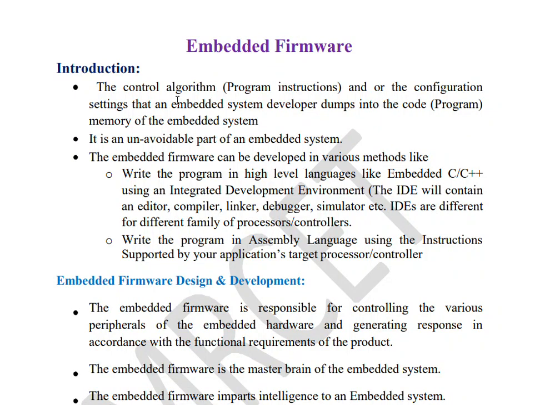In this lecture we'll be discussing module 4 of embedded systems design. This module is all about the embedded firmware. The first one we'll be discussing is the program instructions. These are certain control algorithms and the configuration settings that an embedded system developer dumps into the code or program. It is an unavoidable part of the embedded system, and embedded firmware can be developed in various methods like writing high level language using embedded C or C++, using an integrated development environment or editor, compiler, linker and debugger.